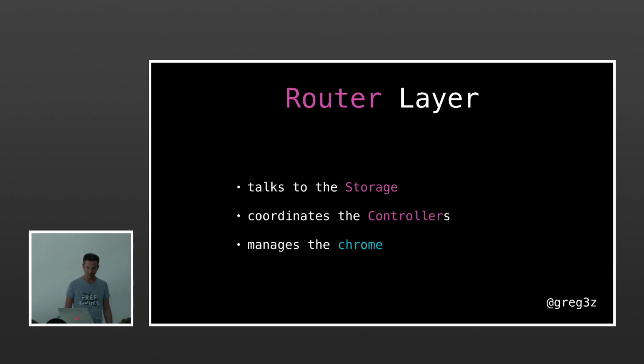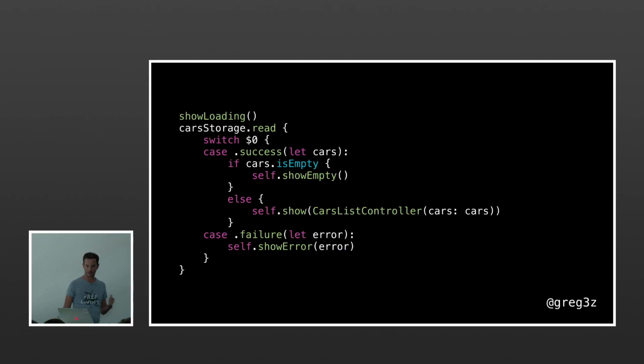So let's start with talking to the persistence. When we want to display a list of cars, for example, we will have a code snippet a bit like this. The router knows that to display that list of cars, it needs to ask the storage for data, and that takes some time. So it will start by showing a loading screen. Then it will ask the storage for data, and once it receives a response, if it failed, it will show an error screen, and otherwise it will test if the cars array is empty. In this case, it will show an empty screen. Otherwise, it will instantiate the cars list controller with the appropriate data, and it will show it.